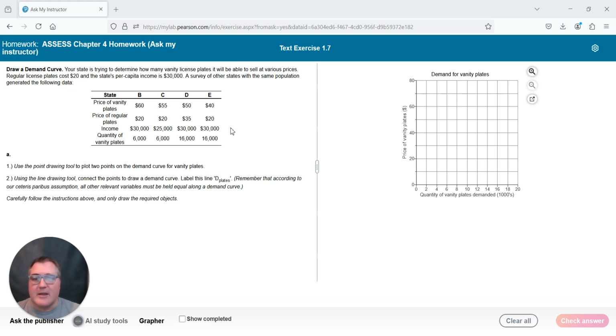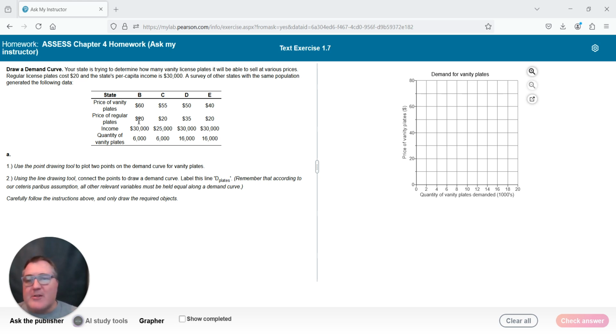That's the ceteris paribus idea. So we have to look at states that have exactly the same price of regular plates and income, because those are two things that we're not graphing here, but they would change how the graph would behave if you change those things. So you have to use what we call this ceteris paribus idea.